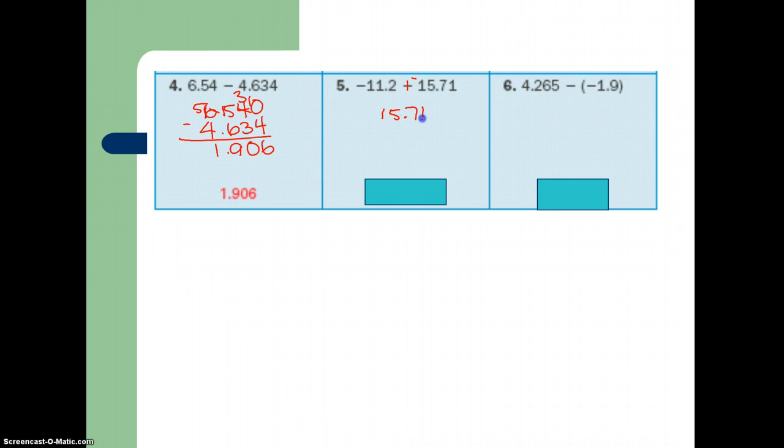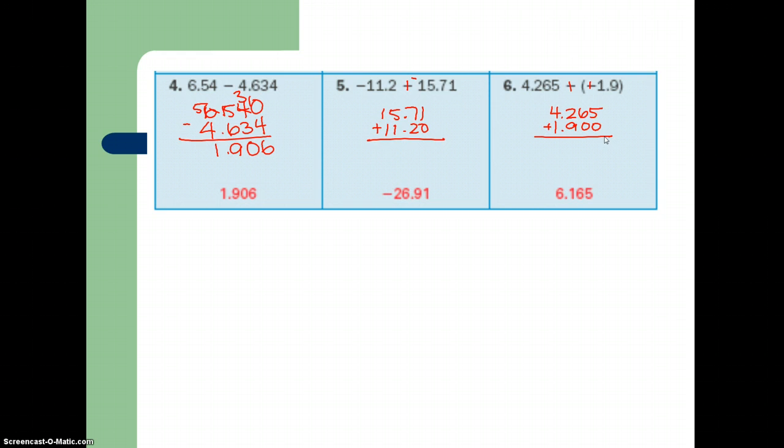So we're actually going to add this together. 26 and 91 hundredths, and it is negative because they're both negative. Be careful about the sign. Number 6, I'm going to add the opposite, and now they're both positive. So I can just add them together. Add placeholders. 6.165, 6 and 165 thousandths.